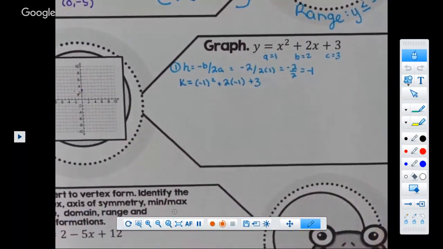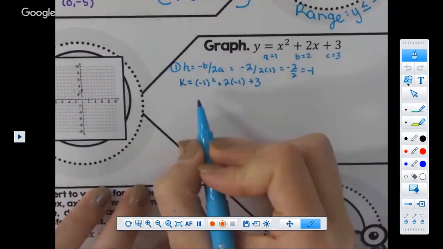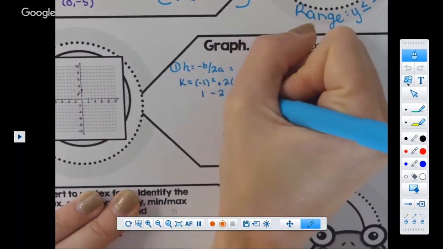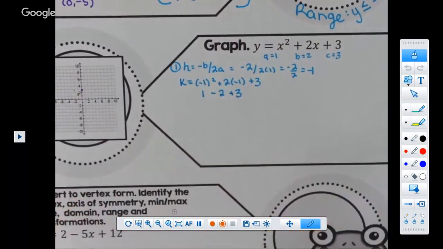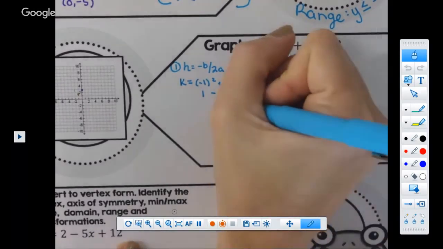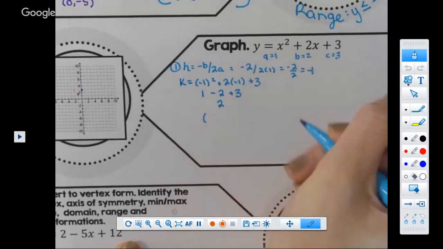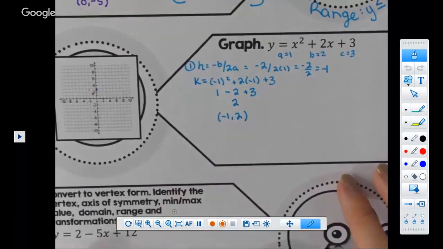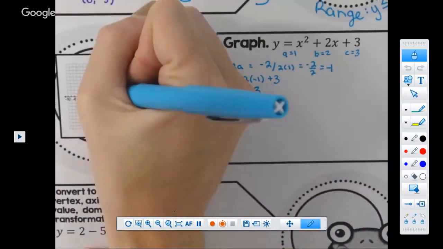All right, so to find K, we're going to plug in -1. -1 squared is going to give us a +1, minus 2 plus 3. Agree, disagree? Okay, 1 minus 2 plus 3 is going to give us 2. So my vertex is -1, 2. Then we plot.